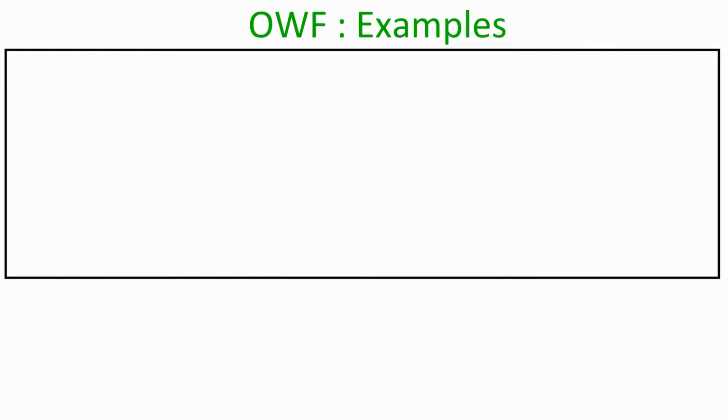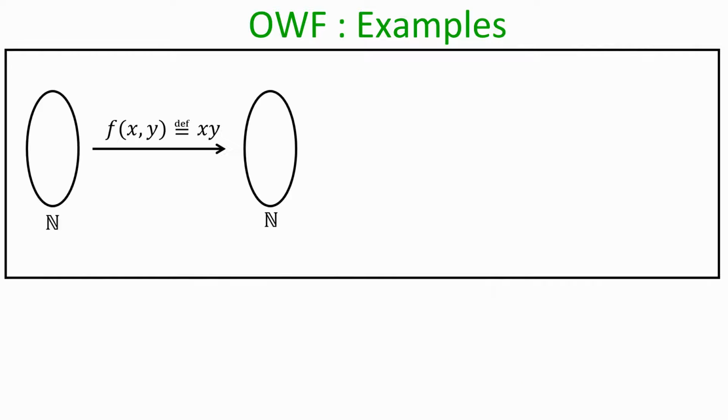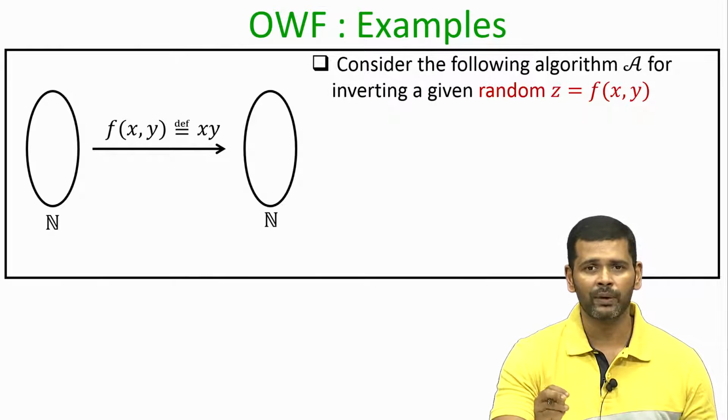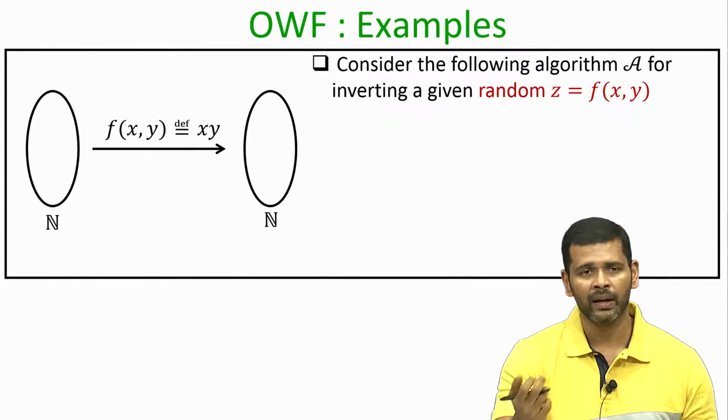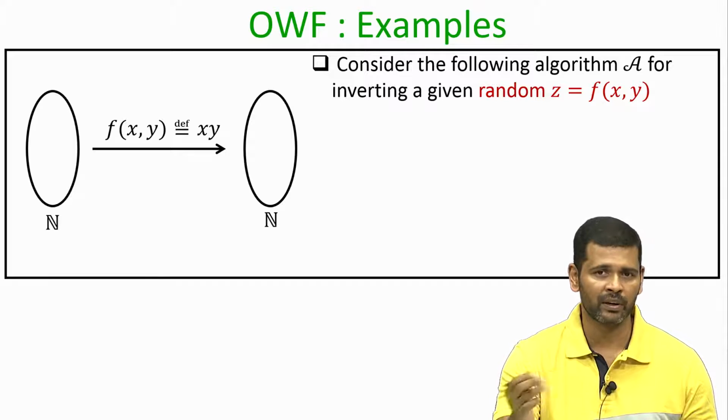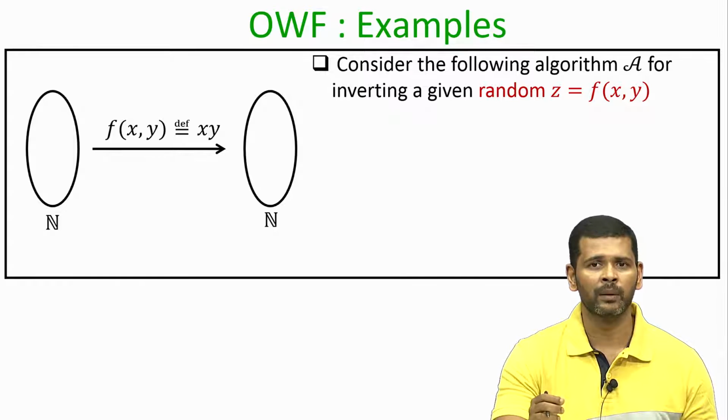So, let us see an example to make our understanding clear. Consider the function f, which is a 2 input function from the set of natural numbers to the set of natural numbers. The function takes 2 inputs from the set of natural numbers, and the output is the product of the 2 inputs. Now, the question is: is this function a one-way function? That means, if someone gives you the value of x times y, where x and y are not known to you, will you be able to invert or find one of the pre-images, namely a pair x comma y whose product is equal to the given product, in polynomial amount of time?